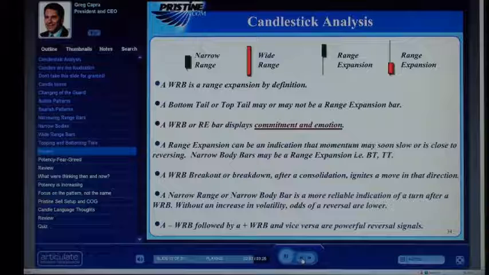A bearish wide range bar followed by a bullish wide range bar or vice versa are very powerful reversal signals. So if we were to get a bearish wide range bar, a strong message that prices are going to go lower, and that message was completely negated by a bullish wide range bar, in other words, a complete reversal, it would be a very powerful message that prices were going to reverse or have reversed and are going to move back in the other direction.